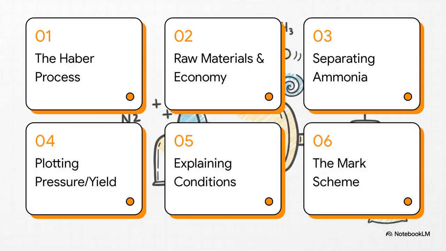Okay, so here's our game plan. We'll start by looking at the question itself. Then we'll break it down, hitting the raw materials, atom economy, and how to separate the ammonia. After that, we're going to tackle the data and plotting a graph before we dive into the big one, that 6-marker on the conditions. And finally, we'll unlock the secrets of the mark scheme itself.